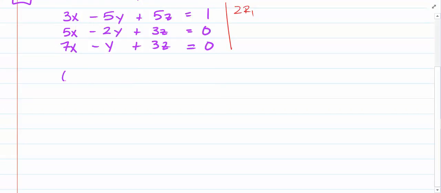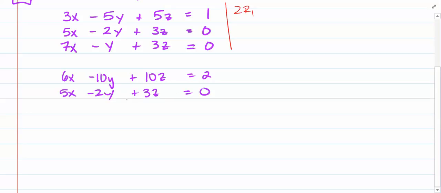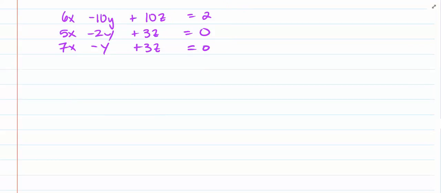We're going to have 6x minus 10y plus 10z equals 2. Then I'd have a 5x minus 2y plus a 3z equals 0, and a 7x minus y plus a 3z equals a 0. Okay, so what we have created here is an equivalent system. So this is an equivalent system that's equal to the one above. That's why we're allowed to do all these moves.